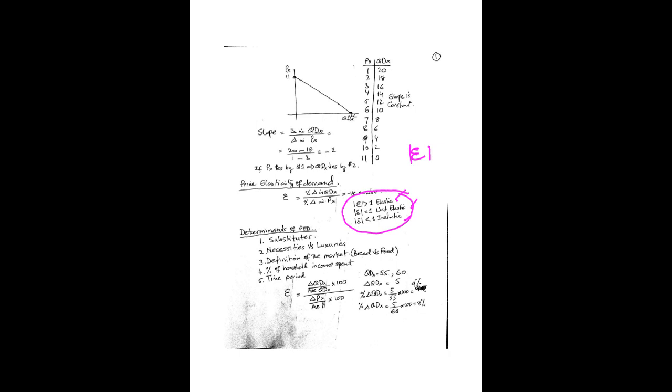Why? Because there are other substitutes available, so you can easily go and buy that substitute. So if there are more substitutes available, the product has elastic demand. The elasticity of demand is elastic.